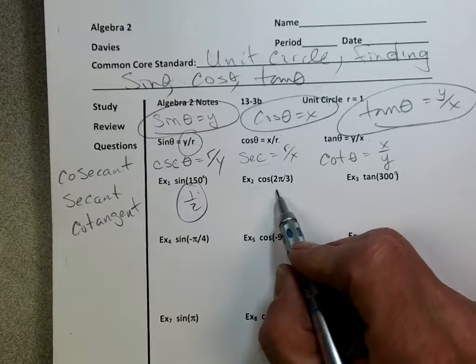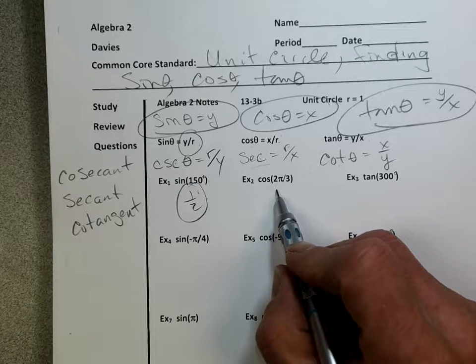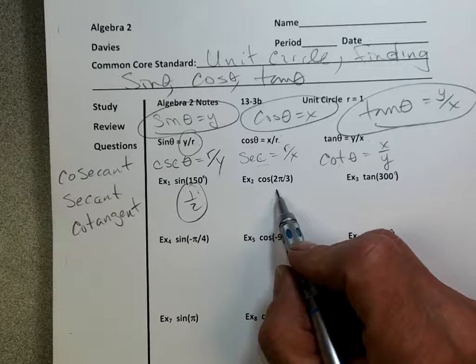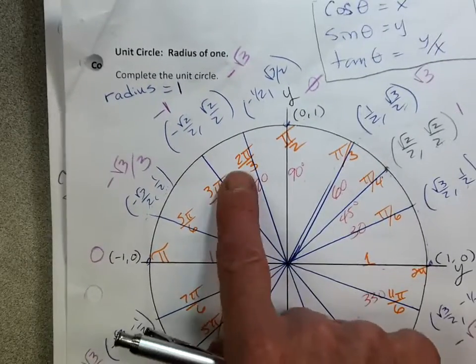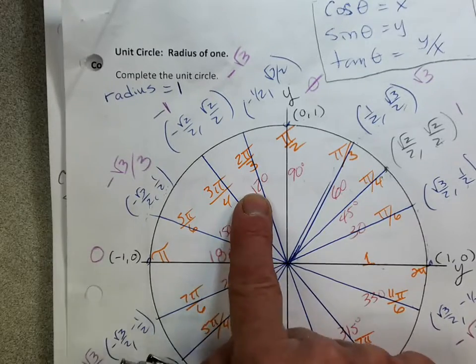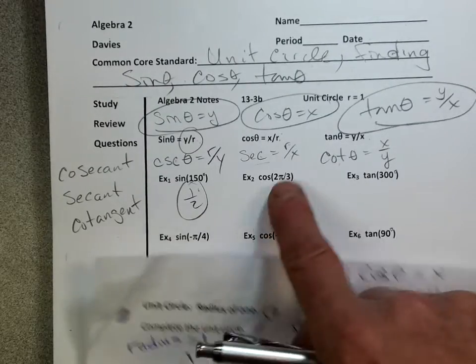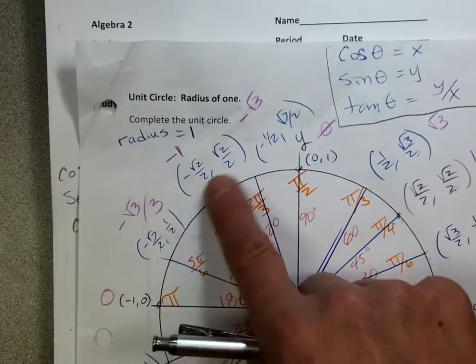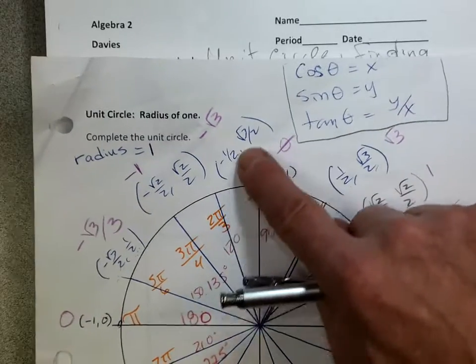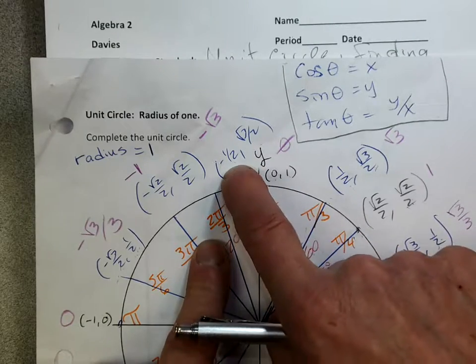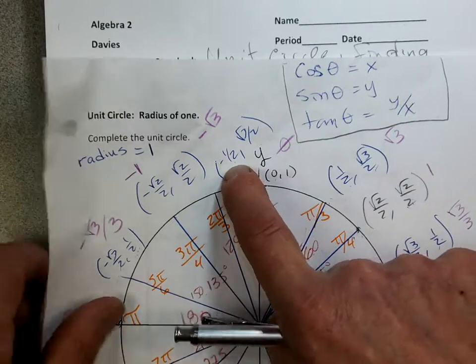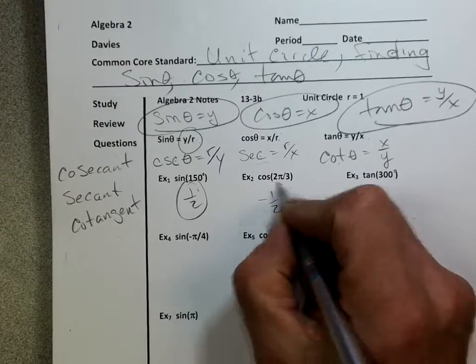Cosine of 2 pi thirds. How do I do that? Well, let's go. Here's 2 pi thirds, or 120. If I'm doing cosine, I want the x value. So here's my point, right? Oh, sorry, here's my point. It's off by a little bit. I want the x value, so it's negative 1/2. It's negative 1/2, okay?